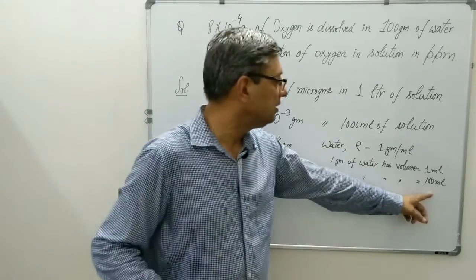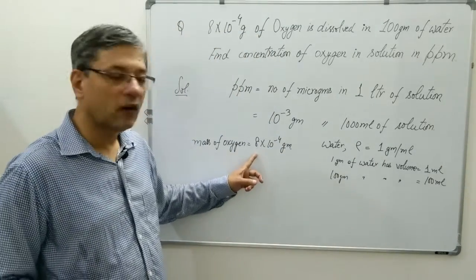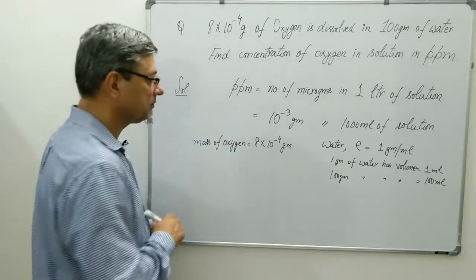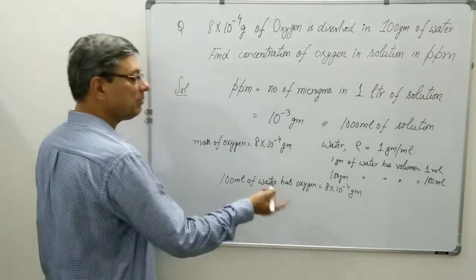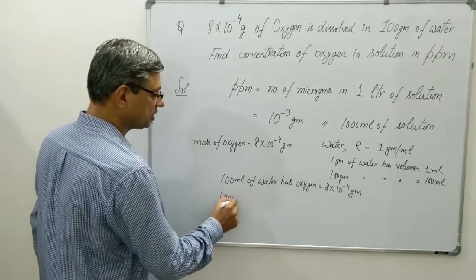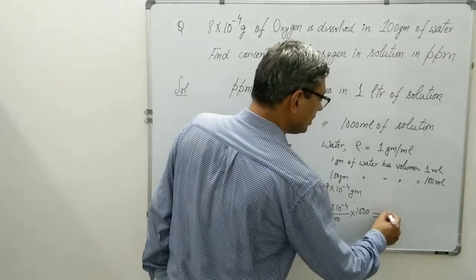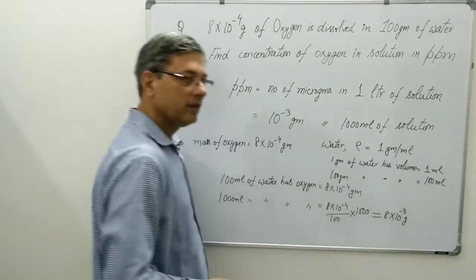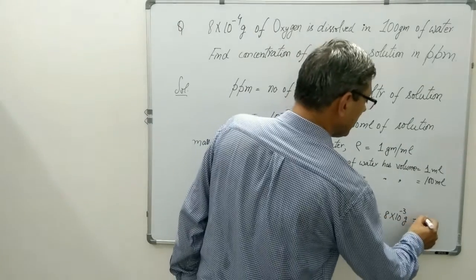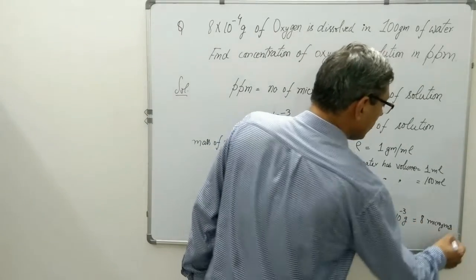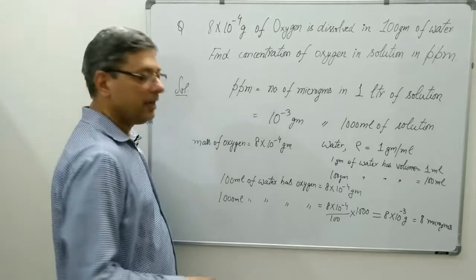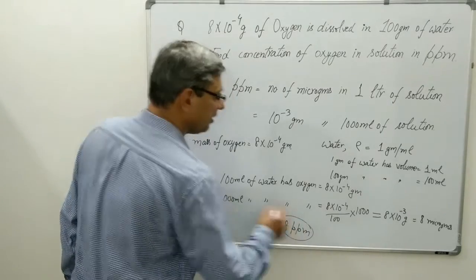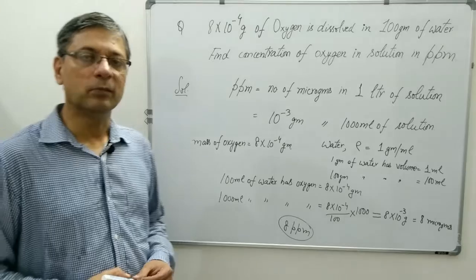Now 100 milliliters of water contains how much oxygen? 8 into 10 to the power minus 4 grams. Then 1000 ml of water will have oxygen equal to 8 into 10 to the power minus 3 grams, which will be further equal to 8 micrograms. Or we can say 8 parts per million. Let's try one more numerical.